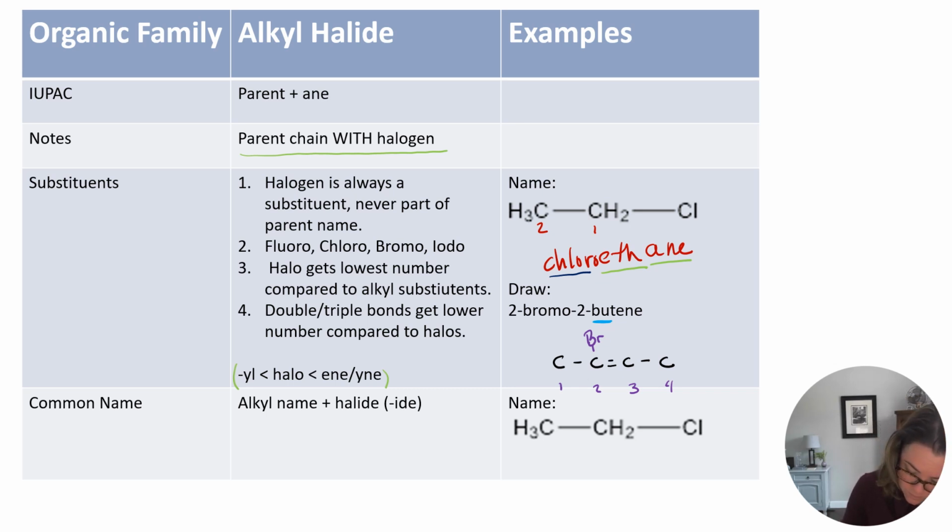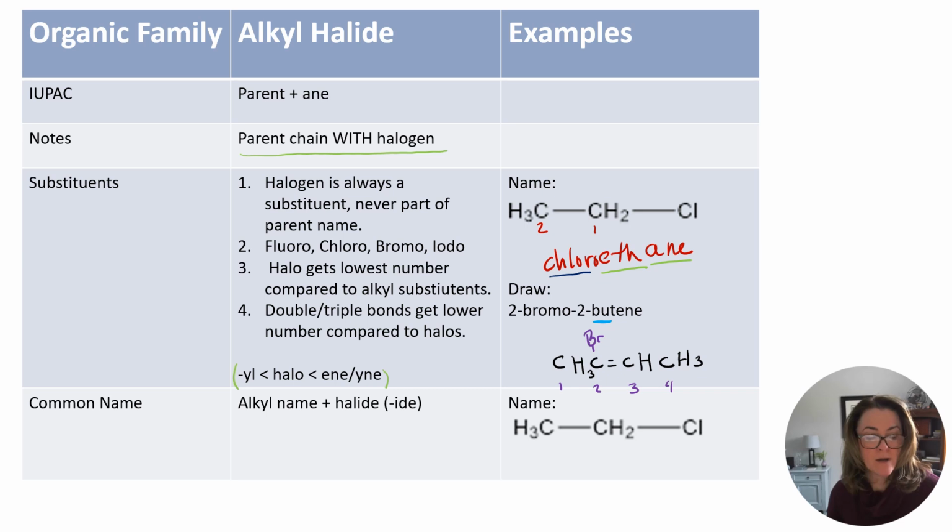Let's see if it'll let me write. Okay, so I need to add 3 hydrogens here. I do not need to add anything to the second carbon. It is already bonded to 1 carbon, bonded to bromine, and has a double bond with its neighboring carbon. So that already has 4 bonds. So I'm moving on to carbon number 3. Carbon number 3 needs 1 hydrogen to get it satisfied, and then my carbon on the end here needs 3 hydrogens. So that is the structure for 2-bromo-2-butene.